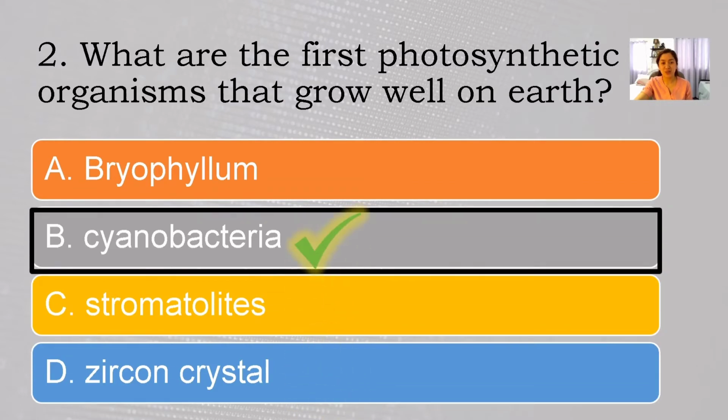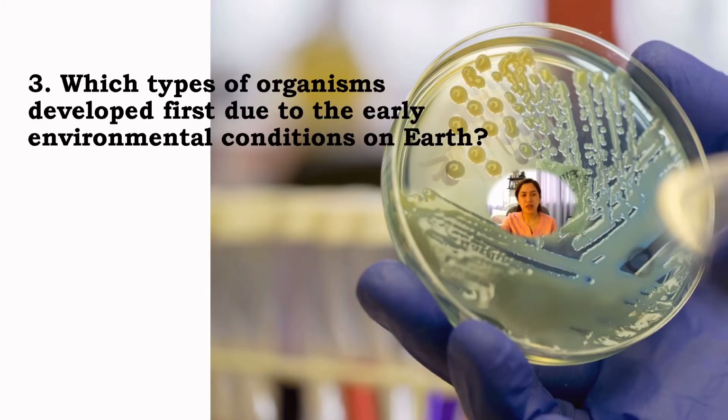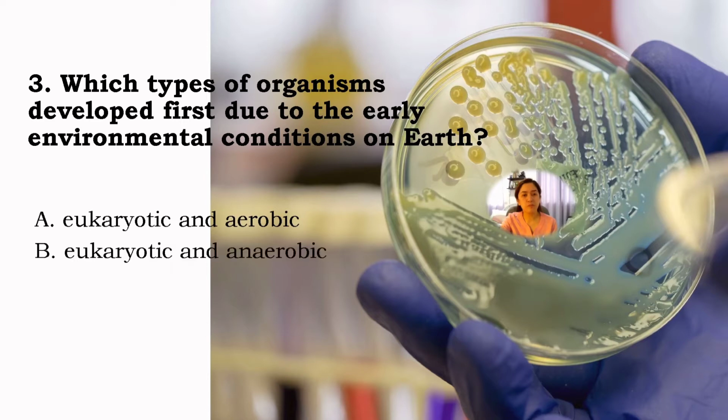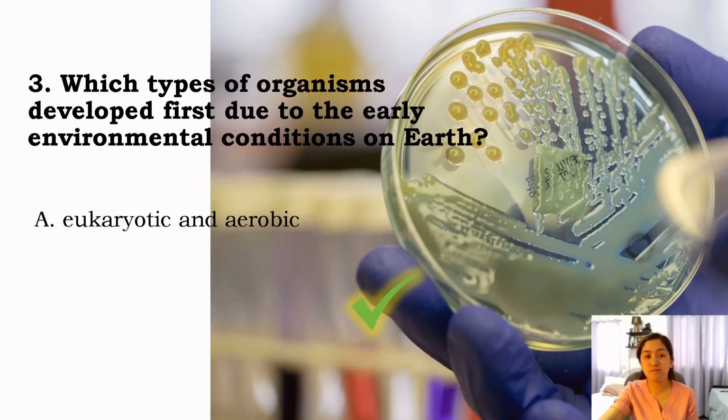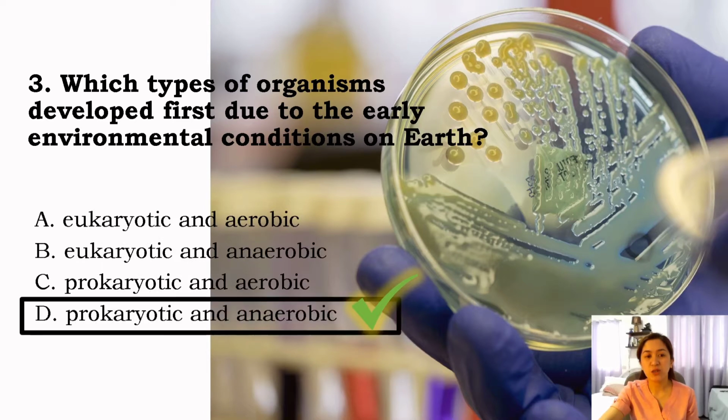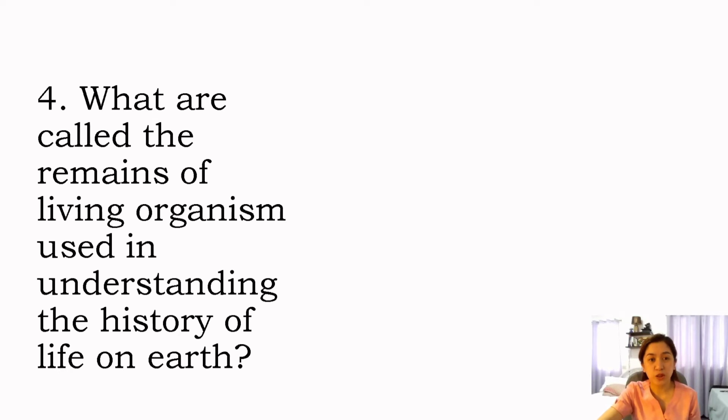cyanobacteria. Correct. The third question is, which types of organisms were developed first due to the early environmental conditions of Earth? Letter A, eukaryotic and aerobic, B, eukaryotic and anaerobic, C, prokaryotic and aerobic, D, prokaryotic and anaerobic. The answer is nothing but correct. Prokaryotic and anaerobic.